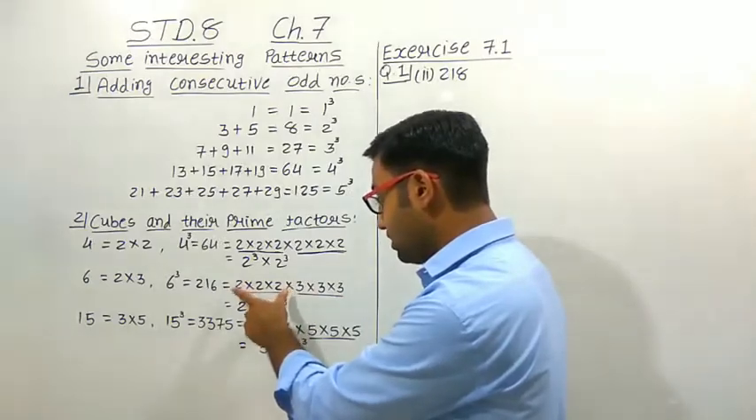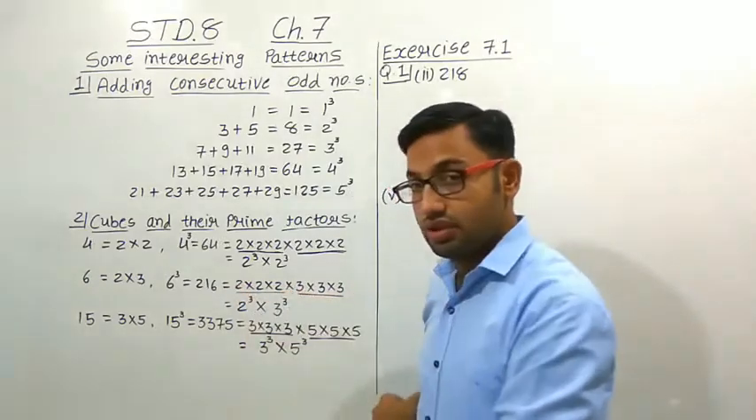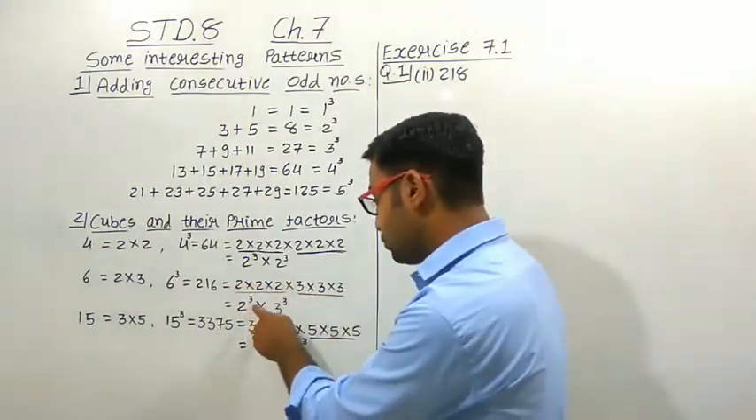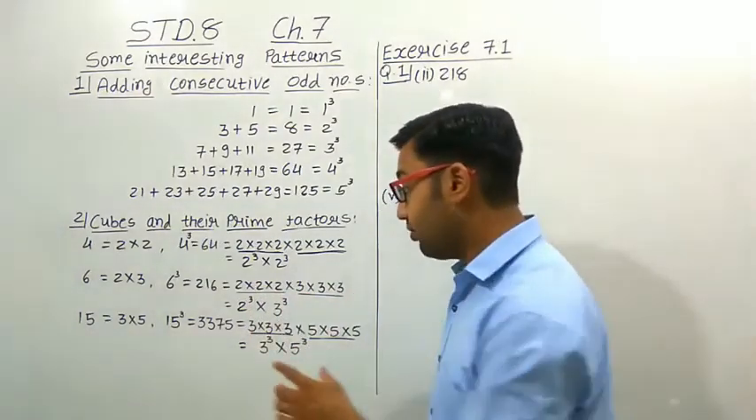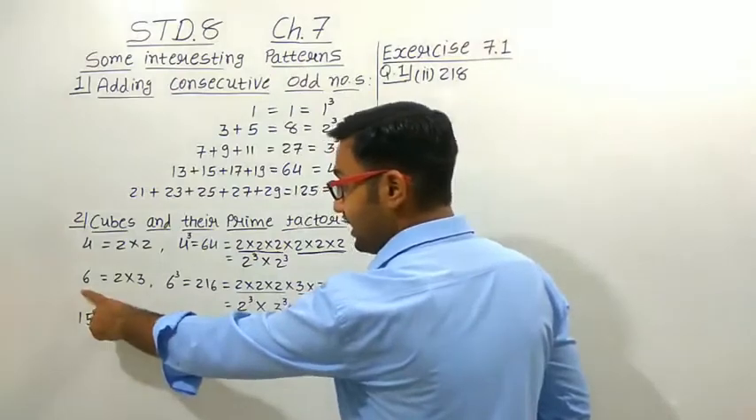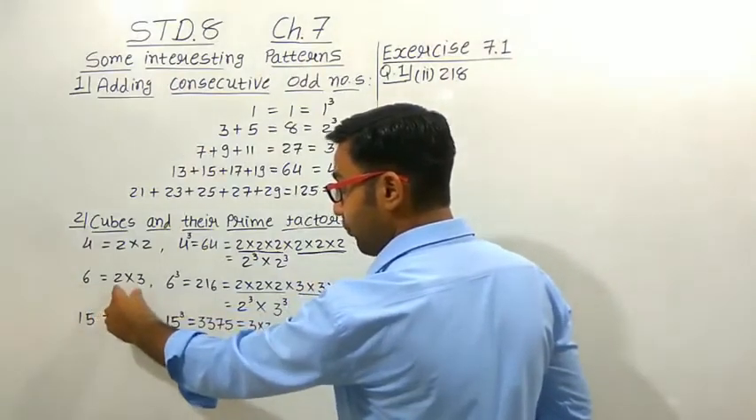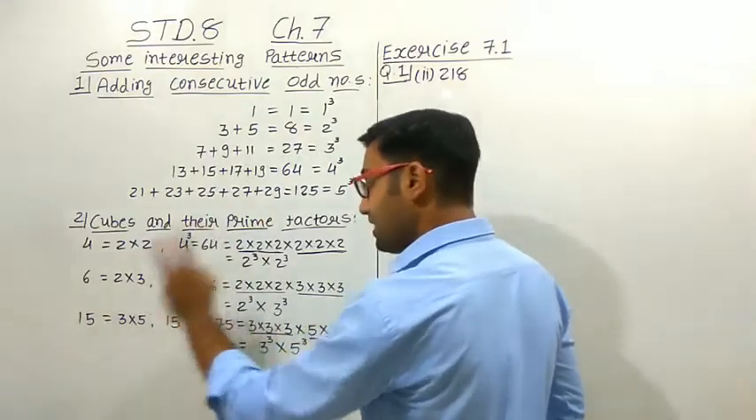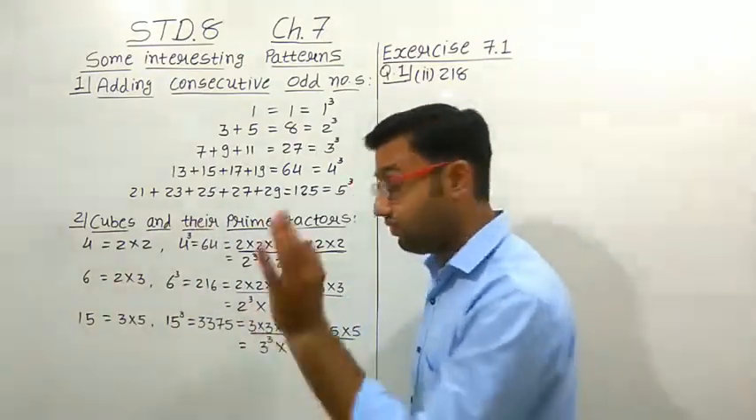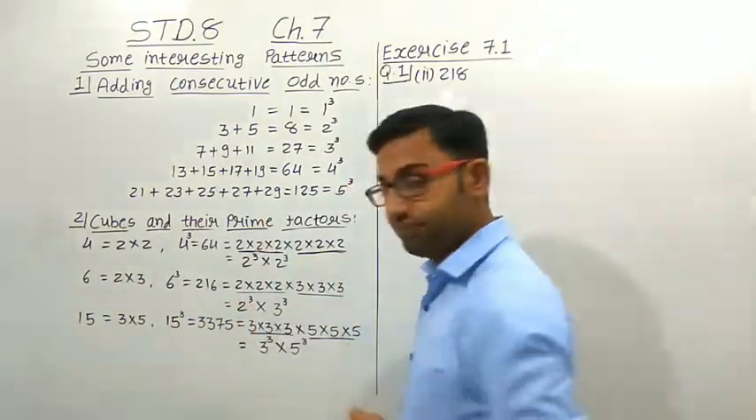Here we get the 2 3 times and 3 3 times. 2 3 times means 2 raised to cube and 3 3 times means 3 cube. Now here also you can see that in the 6 there are only two factors, 2 and 3. But in 6 cube, the same factors are there, but with their cube.